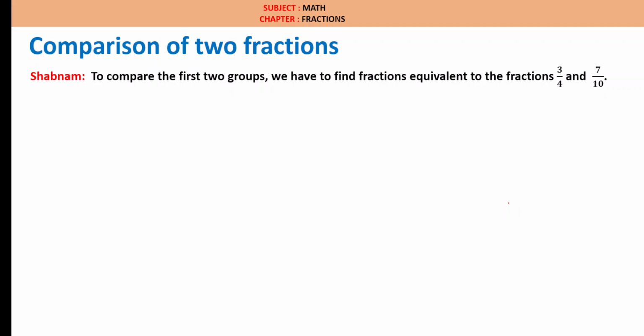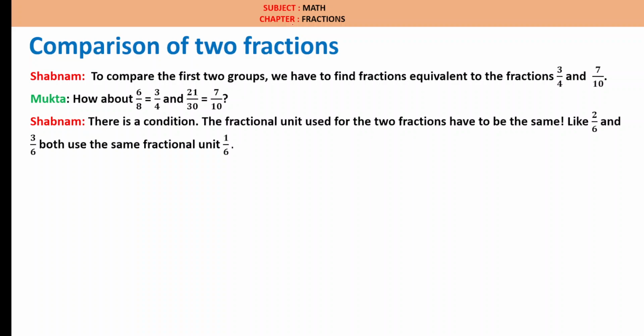Comparison of two fractions. Shabnam says to compare the first two groups, we have to find the equivalent fractions of 3 by 4 and 7 by 10. How about 6 by 10 is equal to 3 by 4 and 21 by 30 is equal to 7 by 10? Here, these are not equivalent fractions. Let us see here. There is a condition: the fractional unit used for the two fractions has to be the same, like 2 by 6 and 3 by 6. Both have the same fractional unit, 1 by 6.